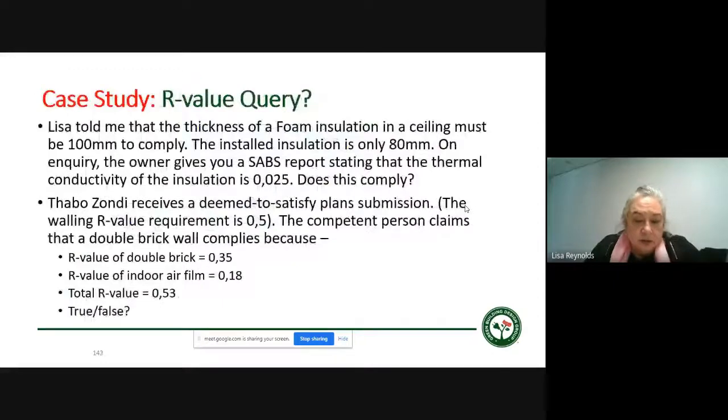So what does this mean? Let's do two questions. The first one is that Lisa told me that the thickness of a foam insulation in a ceiling must be 100 millimeters to comply. Installed insulation is only 80 millimeters. On inquiry, the owner gives you a SABS report stating that the thermal conductivity of the insulation is 0.025. Does this comply? Let's deal with this one first.